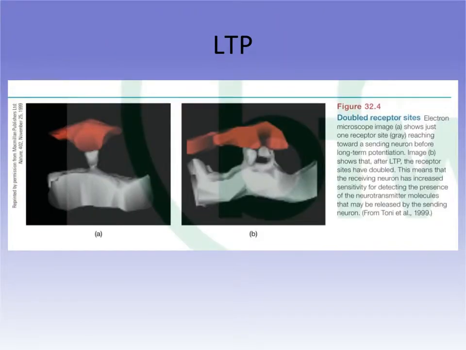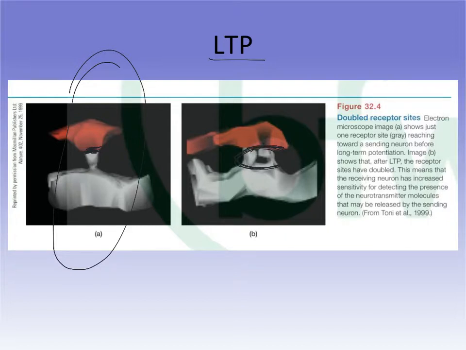So let's look at this picture. In picture A, this is before LTP, or long-term potentiation, takes place. Here you have the axon, this terminal of one neuron, and the dendrite receptor of another neuron. Here, it kind of splits. We have two things here in the bottom. This is the same neuron, but the receptor sites have doubled.